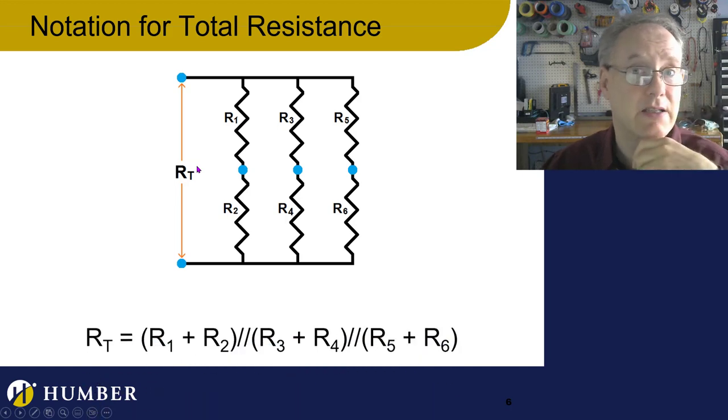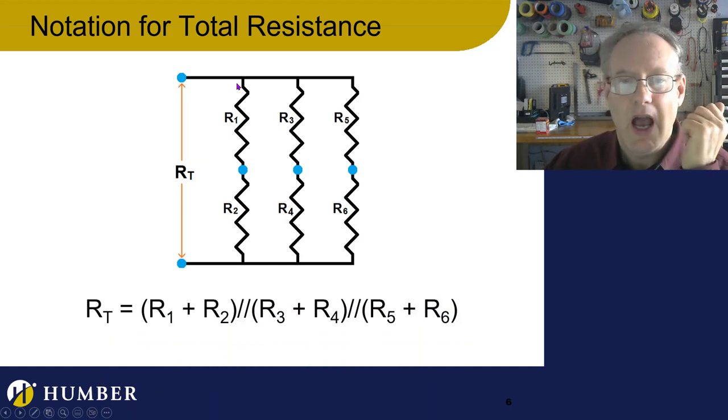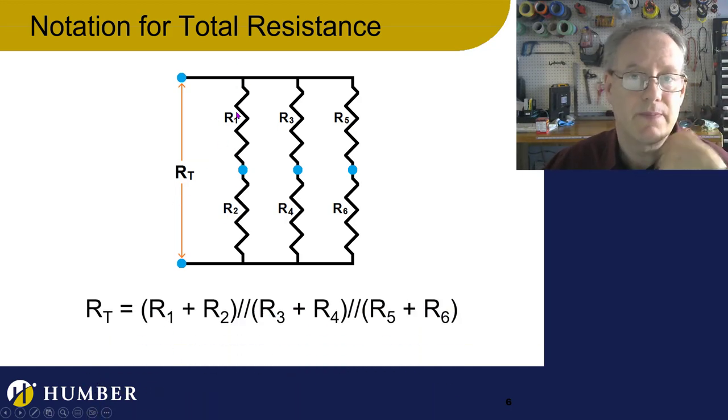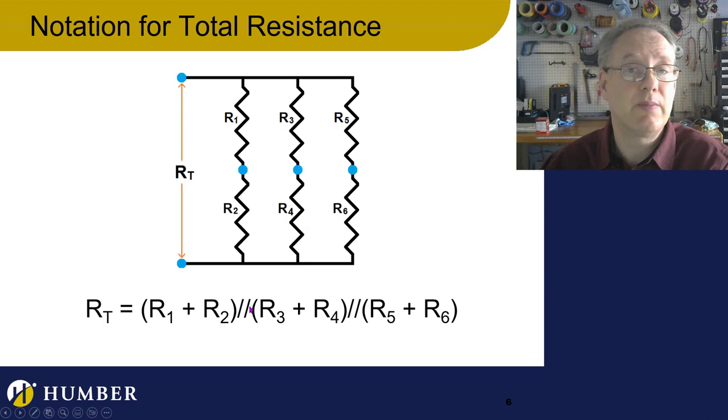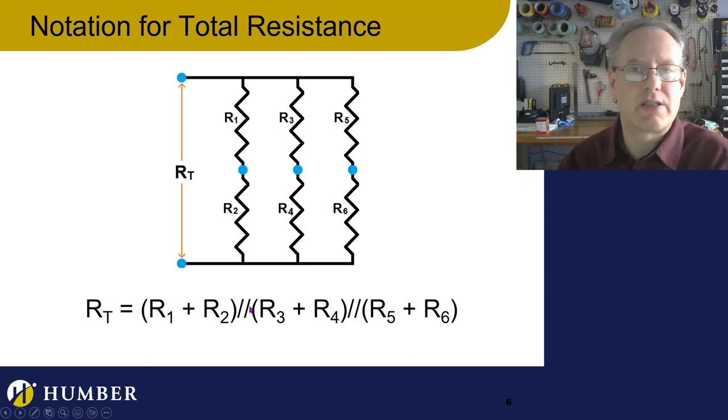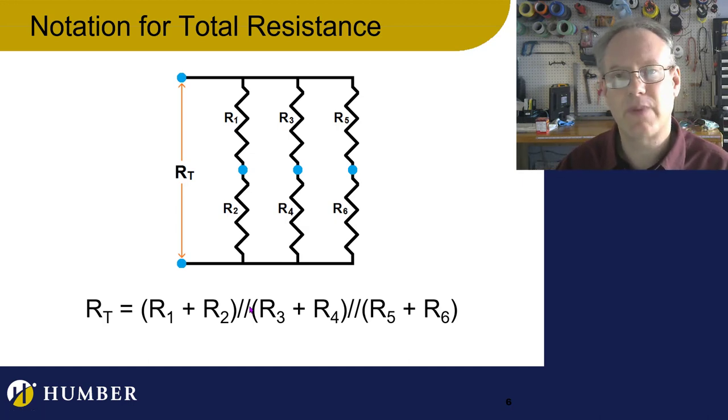Well, we use brackets. That's where brackets come in. I know that these two are in series together, and that's fine. I can say that they're in series together and they're in parallel with this and in parallel with this. So I'm going to use the parallel symbol to indicate two elements are in parallel. If you look at it this way, there are three branches here. One of the branches can be defined as R1 plus R2.